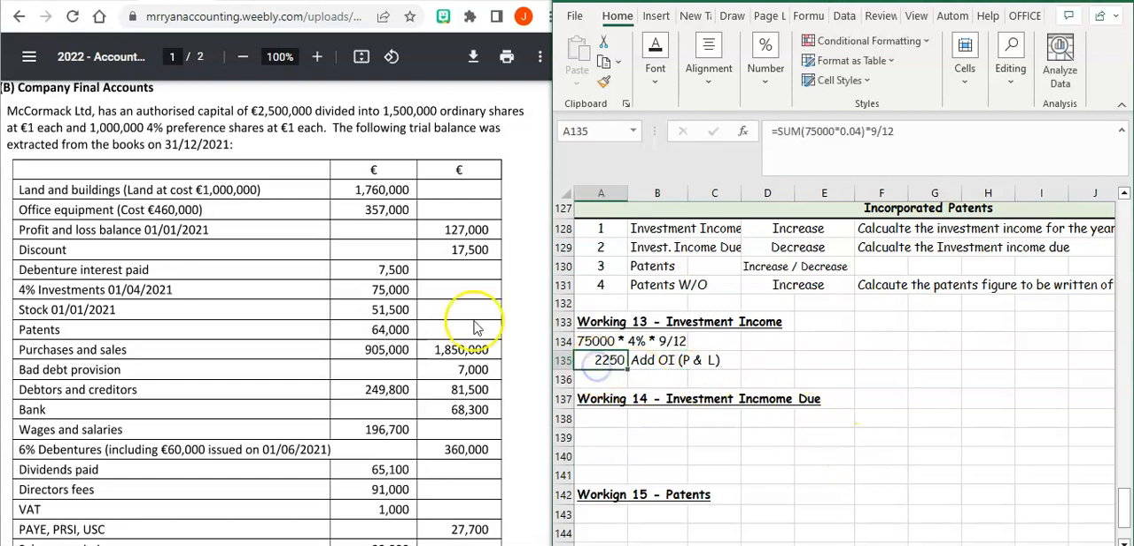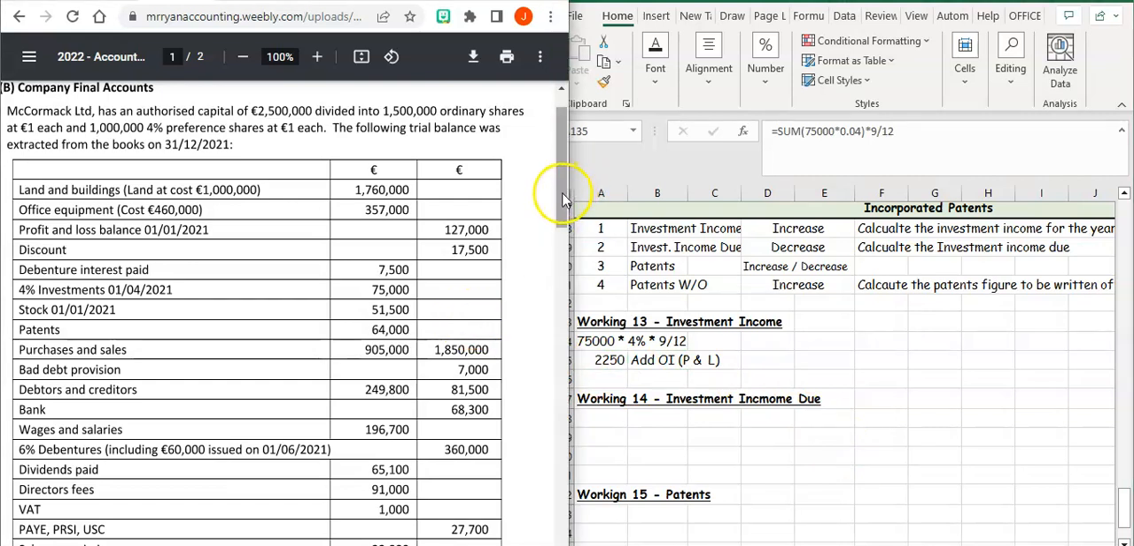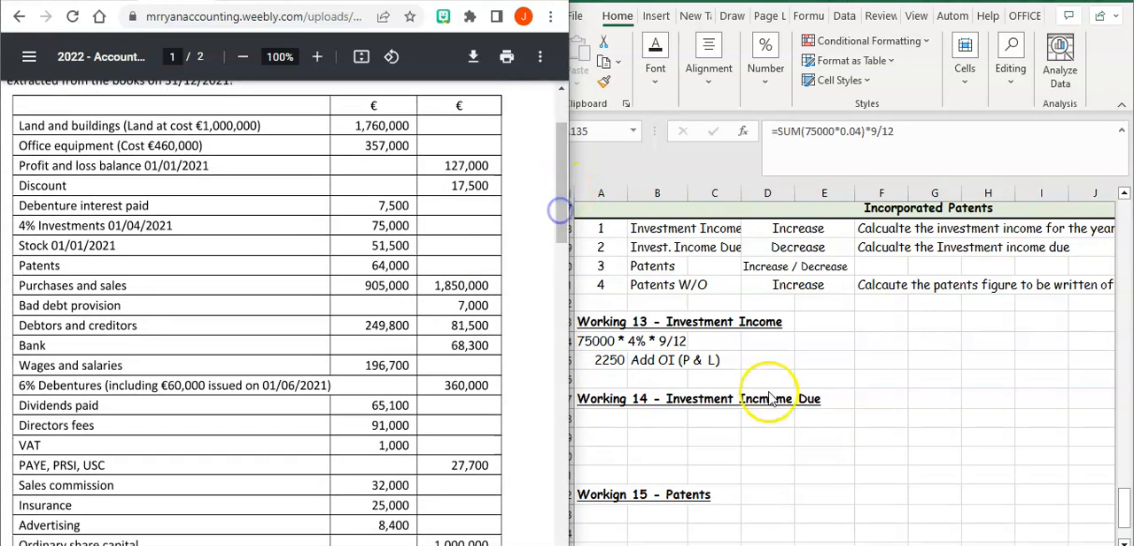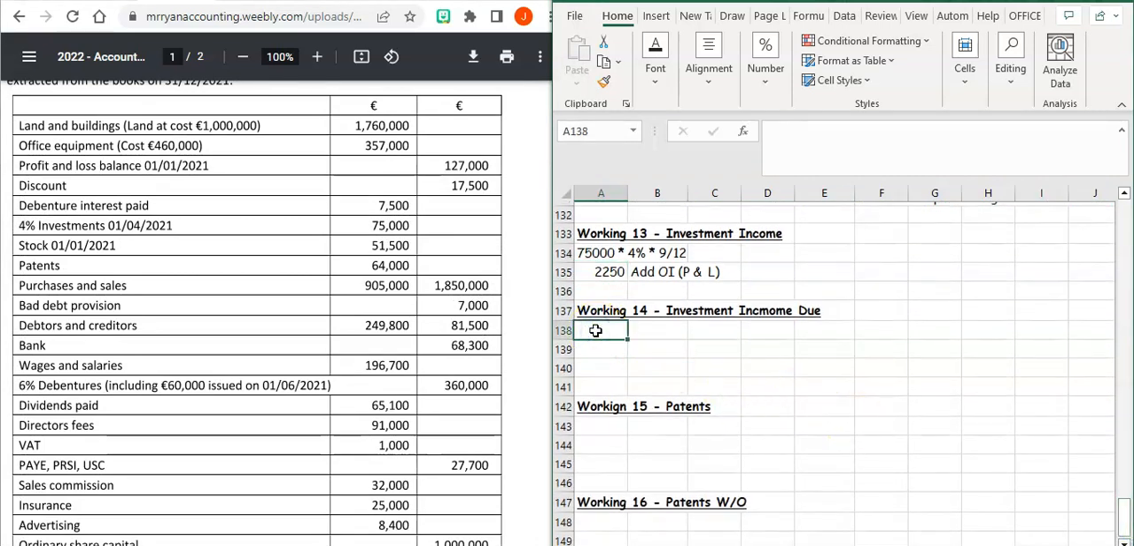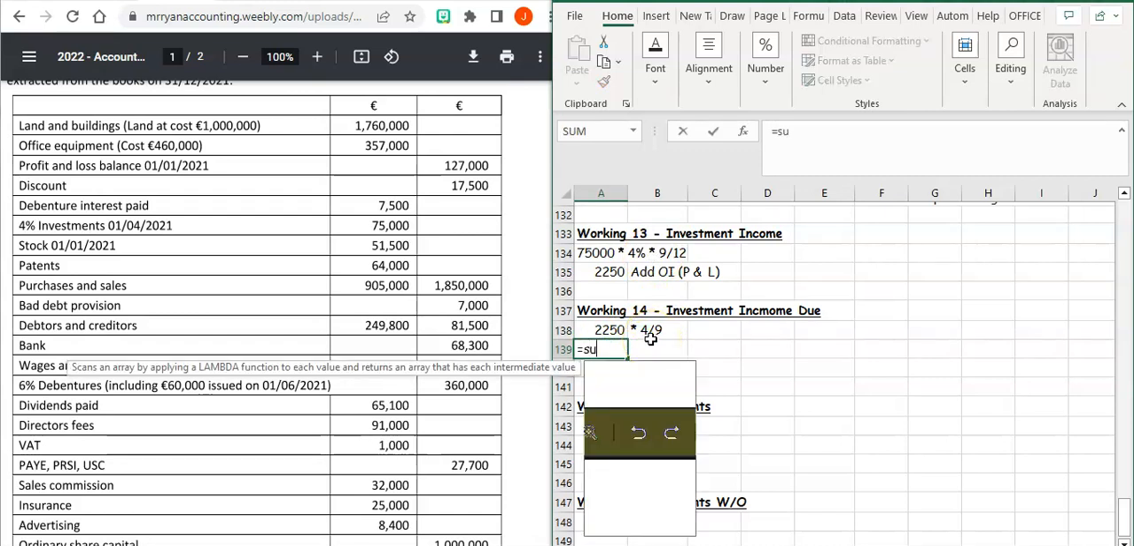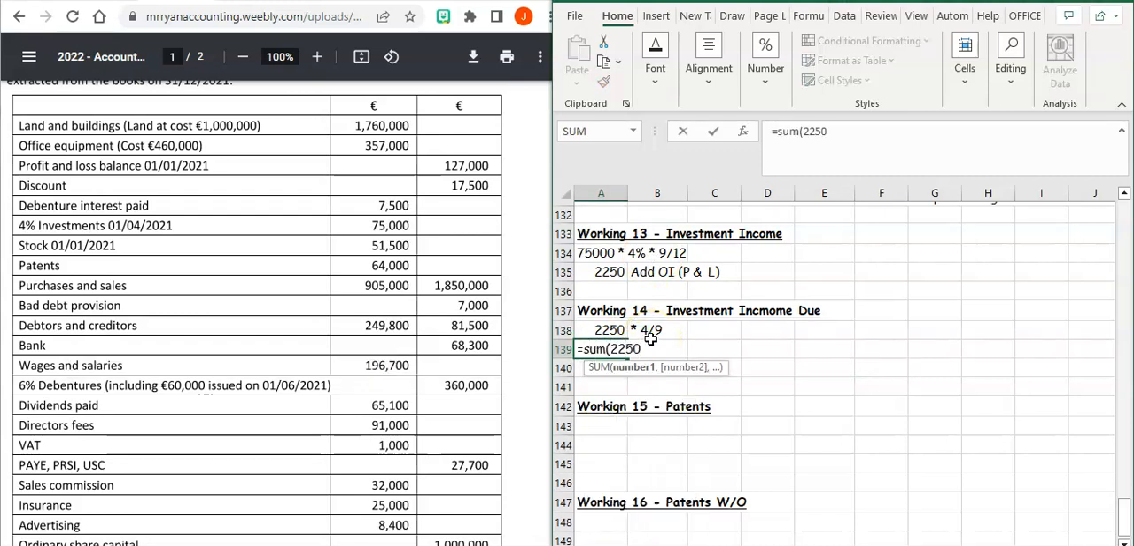Okay, so we have received some of this. We received 4 months of it. So we're going to see how much of that we've actually received. So 2,250, we're going to multiply that by 4 divided by 9, because we only have it for 9 months. We received 4/9 of it. We received 4 months of it. So we have received 1,000.